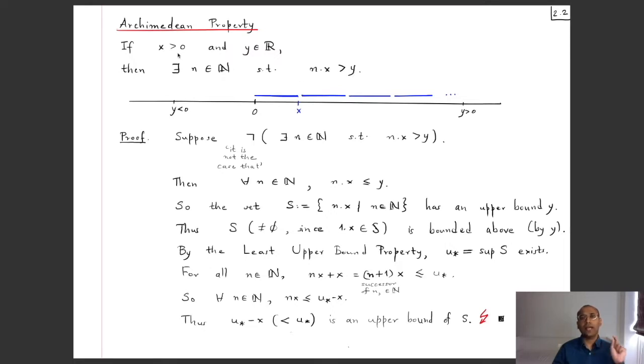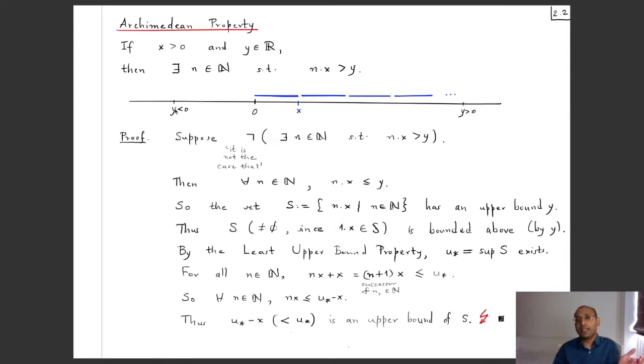So x is positive, so if we imagine that you have something to the right of 0 on the number line, and y can be anywhere, so it might be negative, it might be positive, it might be 0. And what this is telling you is that if you look at multiples of x, x, 2x, 3x and so on, so sort of your tiling, then eventually you will exceed any y that has been given to us.